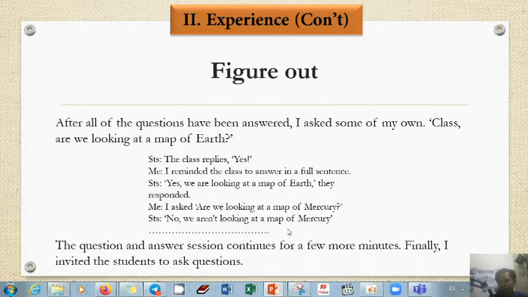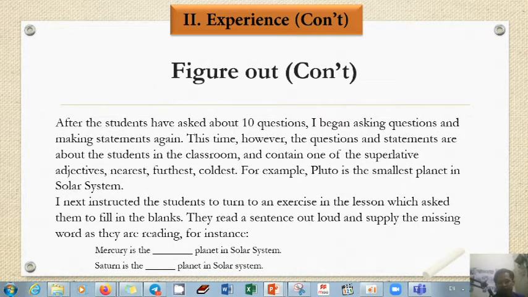And we can ask more questions about another planet like Saturn, Mars or Jupiter. And the question and answer section continues for a few more minutes. And finally, I invited the students to ask more questions based on their understanding and comprehension. After the students have asked about 10 more questions, a lot of questions, I begin asking questions and making statements again.